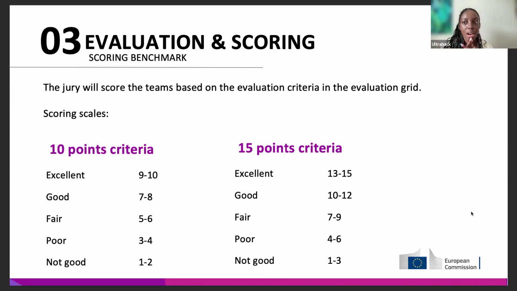Evaluation and scoring, how does that happen? The jury will score the teams based on the evaluation criteria that are in the evaluation grid. We have the scoring scales, and we have either a 10 points criteria or a 15 points criteria. In the 10 points criteria, excellent is 9 to 10, good 7 to 8, fair 5 to 6, poor 3 to 4, not good 1 to 2. In the 15 points criteria, excellent is from 13 to 15, good 10 to 12, fair 7 to 9, poor 4 to 6, not good 1 to 3.